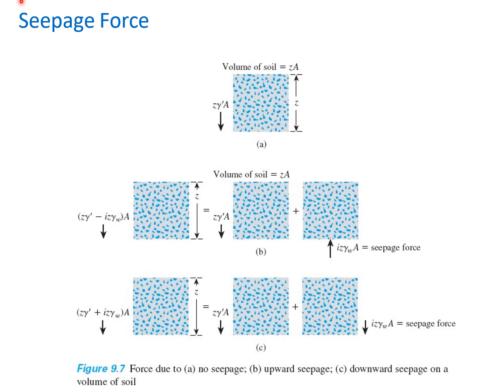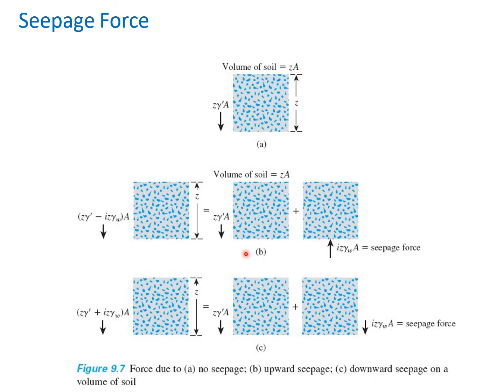Okay, now look at the seepage force over here. You can see that this is the soil that we are considering. The volume of the soil is Z multiplied by the area of the cross section of this soil. So the force that is there is gamma submerged multiplied by Z A. Now look at this. Well, this is the case when you are having no seepage. And then we have the seepage in the upward direction and in the downward direction.